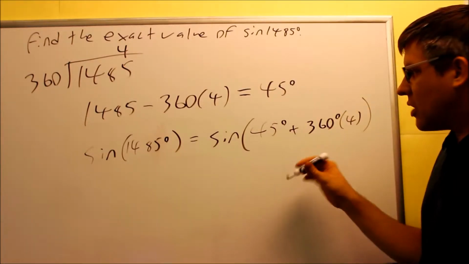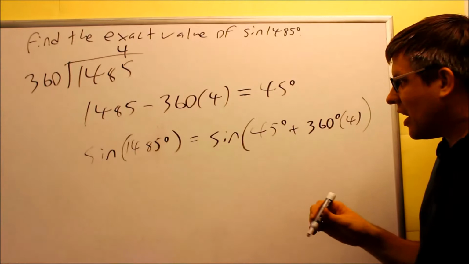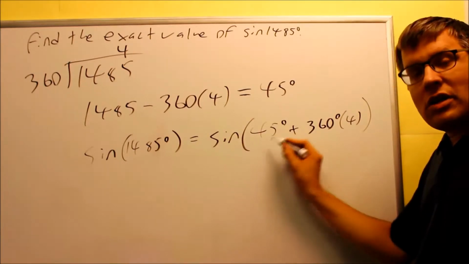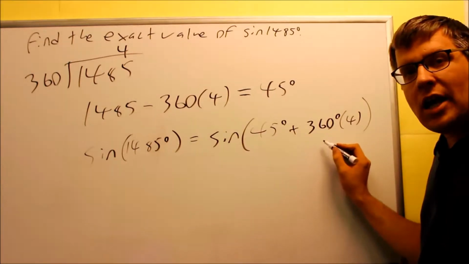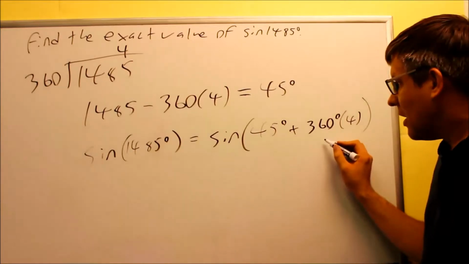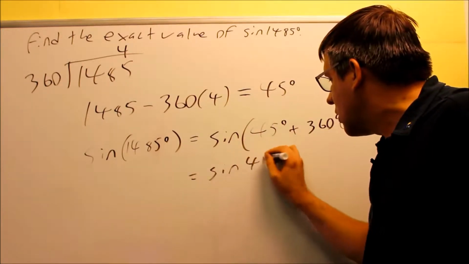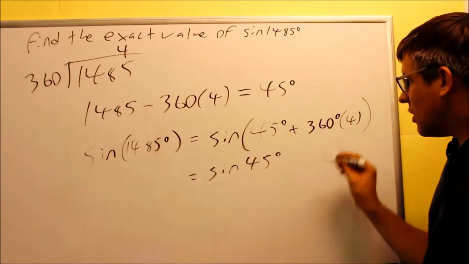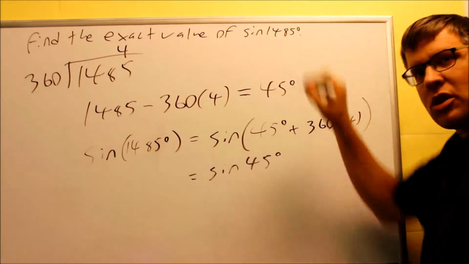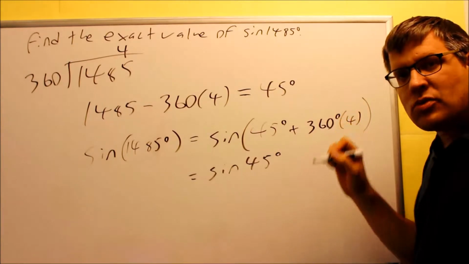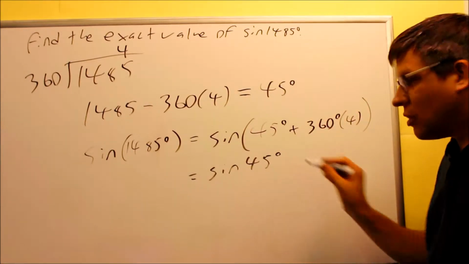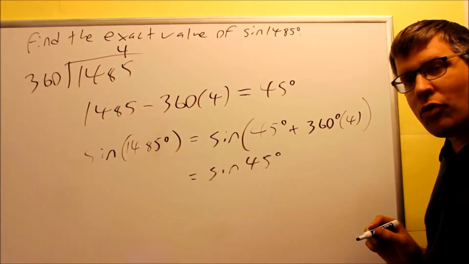The periodic property says that if I've got sine of t plus 2 pi k, or in this case we have 360k, that means I can simplify this down into just sine 45 degrees. If I go around the extra revolutions, I'm going to keep going around and around 4 times. It's going to still take me back to my original 45 degrees that I had before.